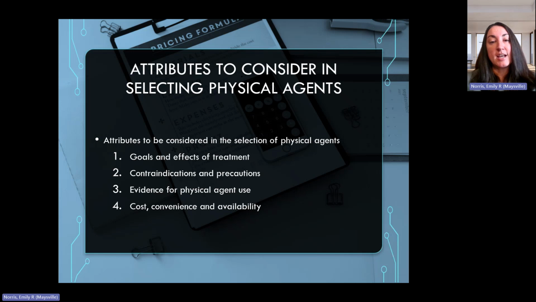Some of the attributes to consider when you're selecting what modalities to use are the goal and the effective treatment, contraindications and precautions, which we'll go over for each modality, evidence for the use of the physical agents, and then cost, convenience, and availability of the agents that you're wanting to use.